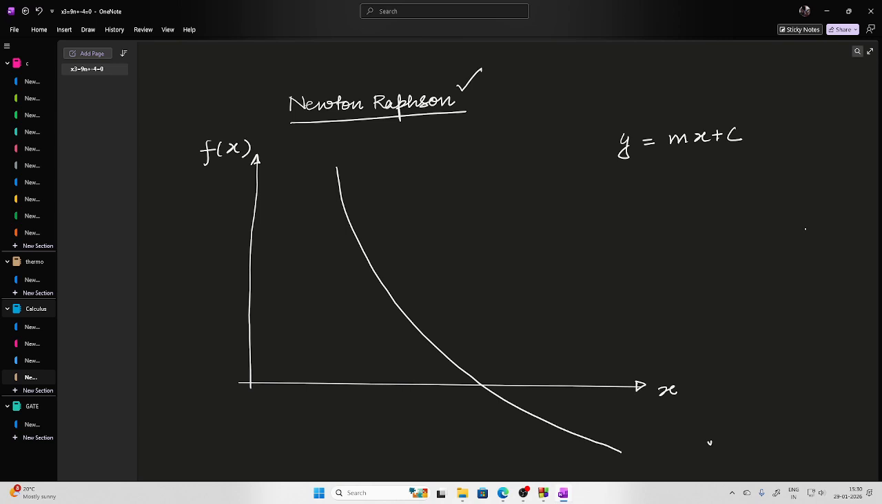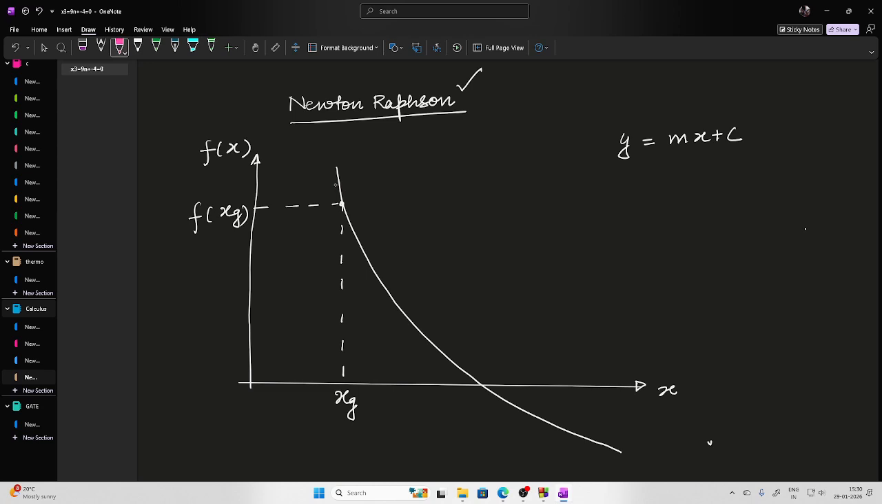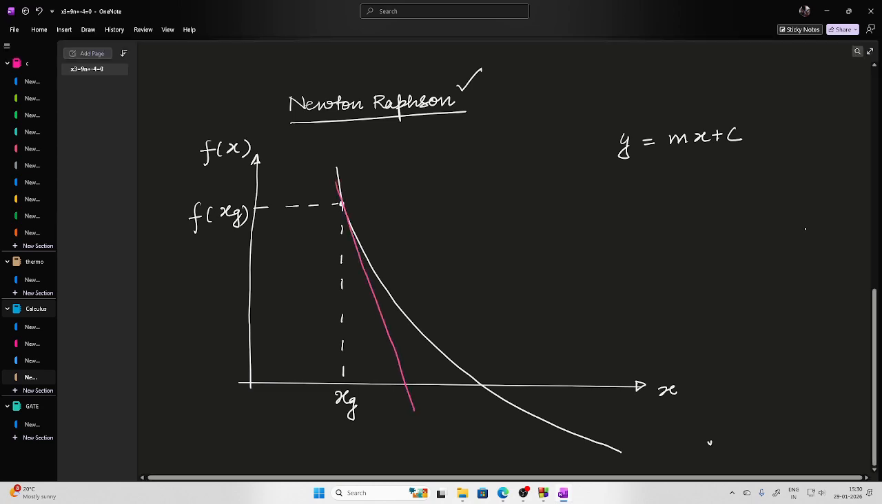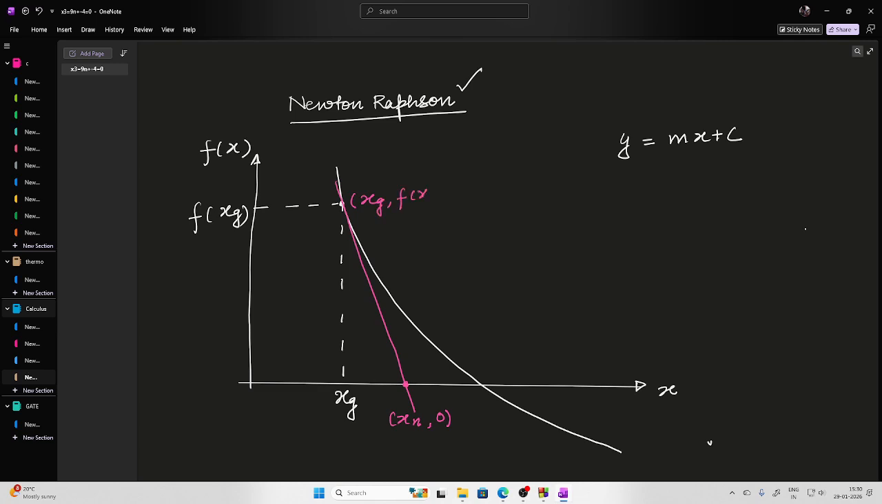So the first thing we will be doing is guessing some value of x. Let's say it is x guess. Based on this guess, we will be finding out the value of the function. And at this point, we will be drawing a tangent. Okay. Now, let's say the tangent intersects at this point, and let's say this point is xn comma 0, because the y value is 0 here. Now, what is this? This is nothing but x guess comma f(x guess).